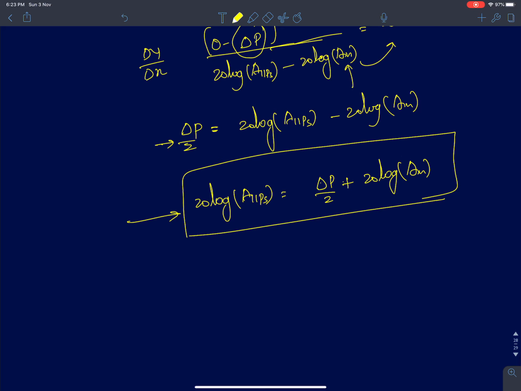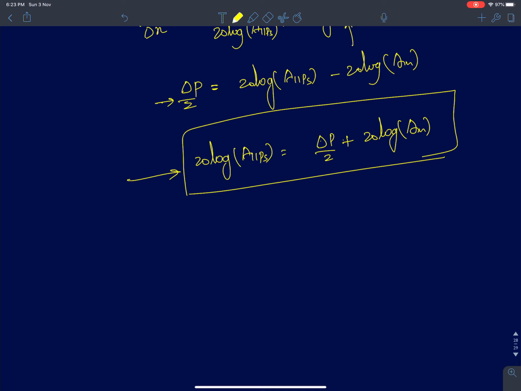Now if you see, all I did was just one simulation at one single amplitude, and from that I just calculated the power difference delta P, just the difference of the two logarithms of the first harmonic term and the intermodulation term.